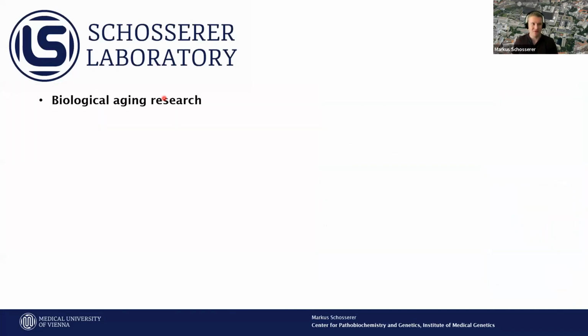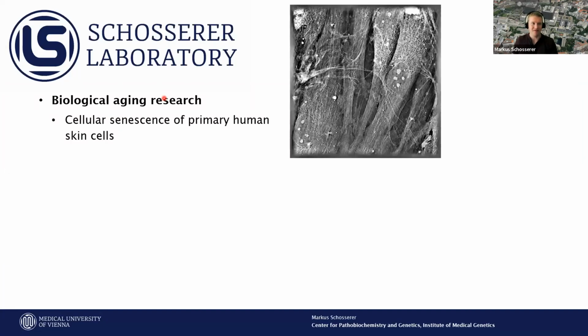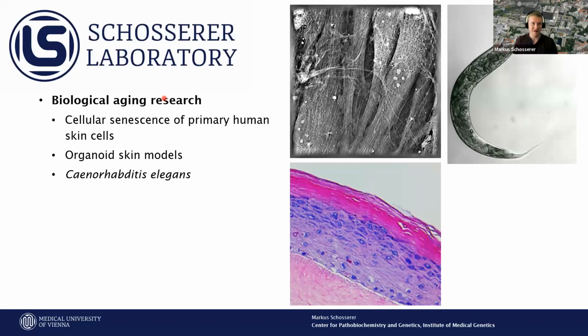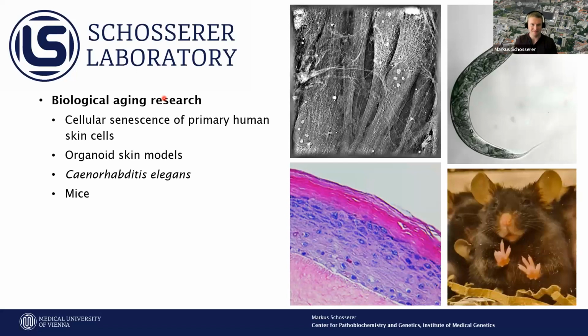My research is focused on biological aging research, and we use different model systems for studying aging. On the one hand, we're using cellular senescence of primary human, mostly skin cells, but also other cell types. Then from those cells, we also make 3D organoid models, for instance, skin models. But we also want to understand aging processes at the organism level. And for this, for instance, we use Caenorhabditis elegans, so nematode worms, and we also do some experiments in mice.